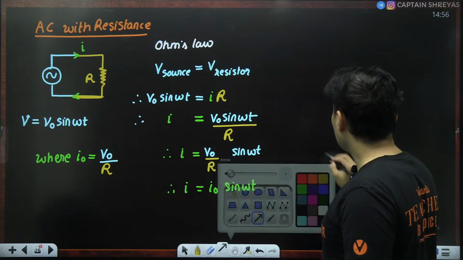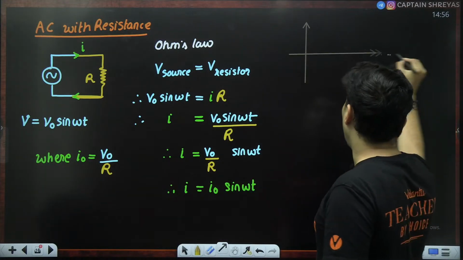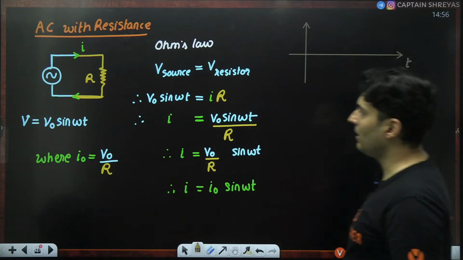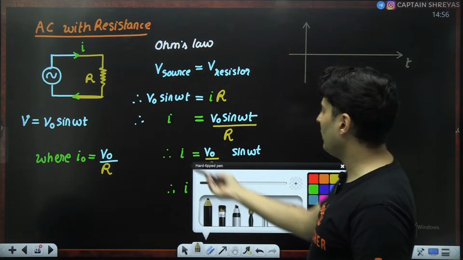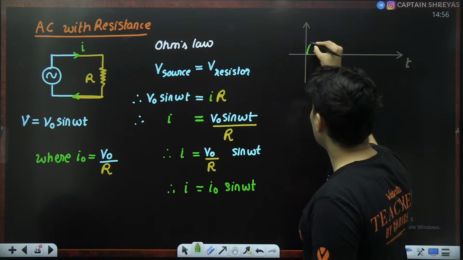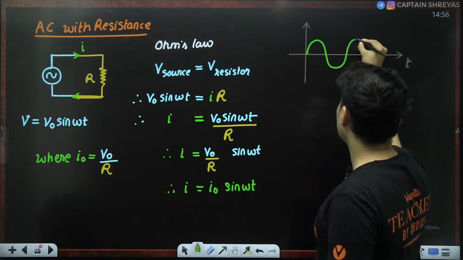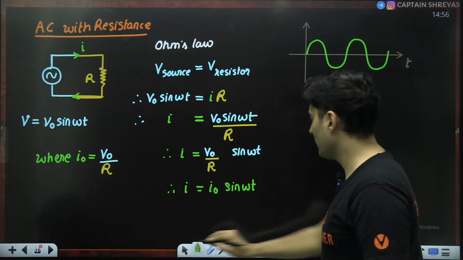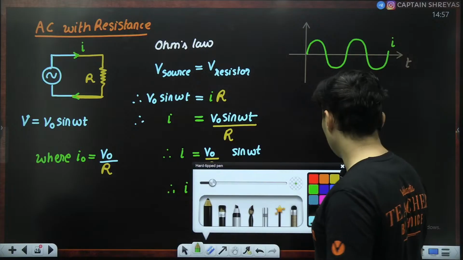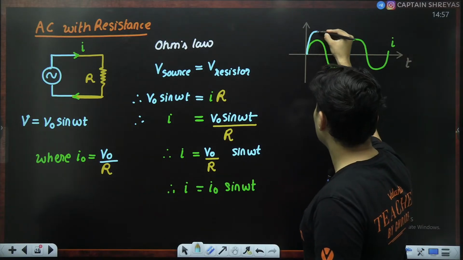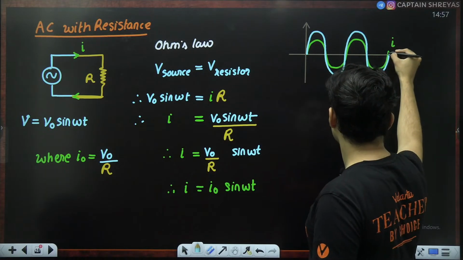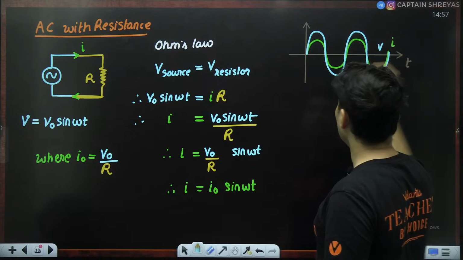If you now draw the graph of currents and voltages, how will it look? Well, the current graph is a sine graph. Even the voltage graph is a sine graph. So I think it will look like this. This is current, let's say. Even the voltage graph will look like this. So that is your voltage.